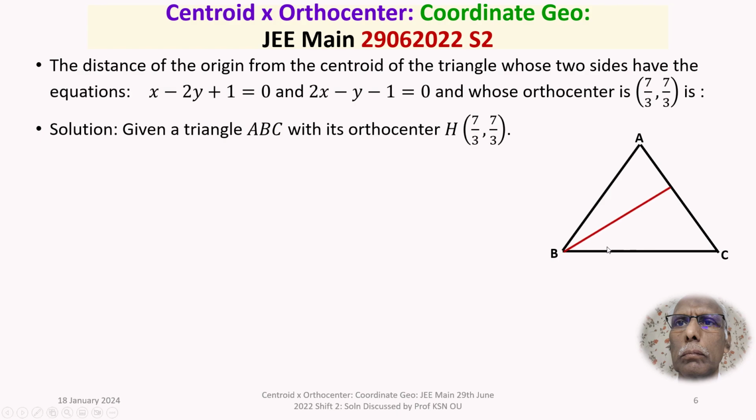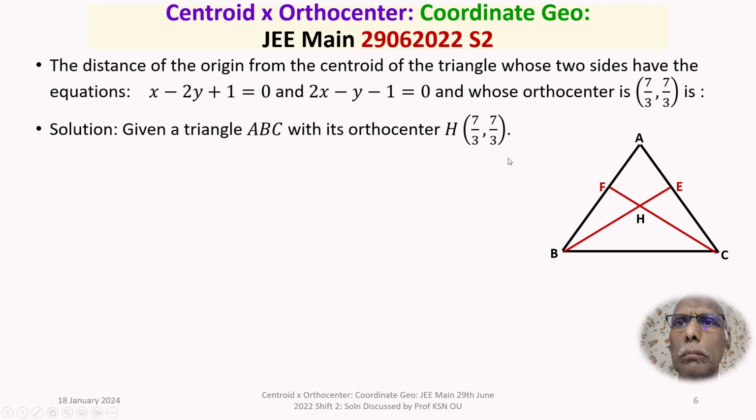We drop an altitude BE from the vertex B on AC, and from C on AB, that is another altitude, CF. These two are sufficient. The point of concurrence is H, that is the orthocenter, given as (7/3, 7/3).